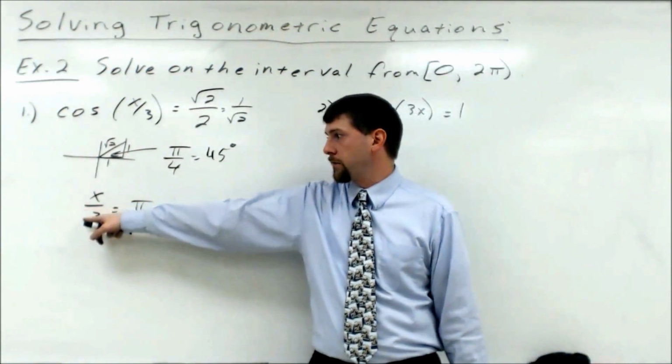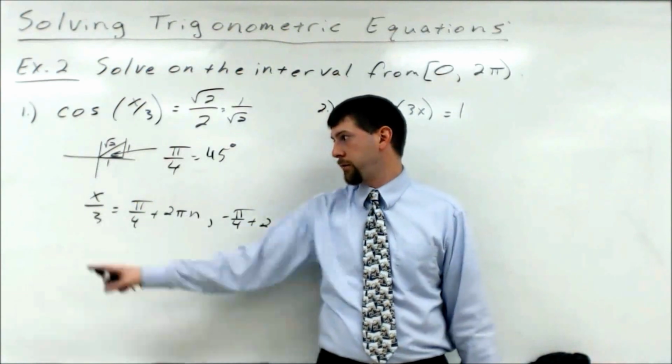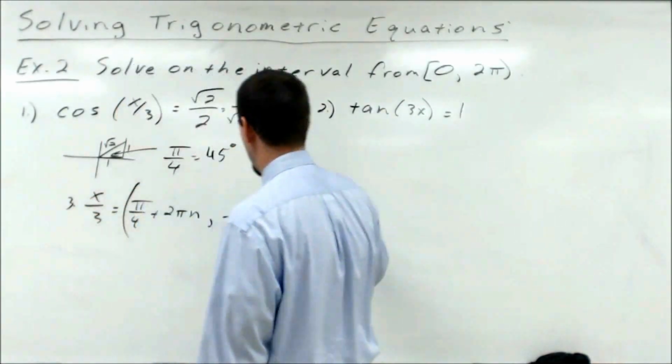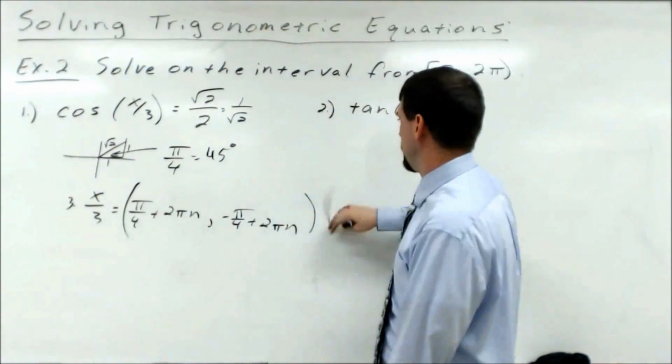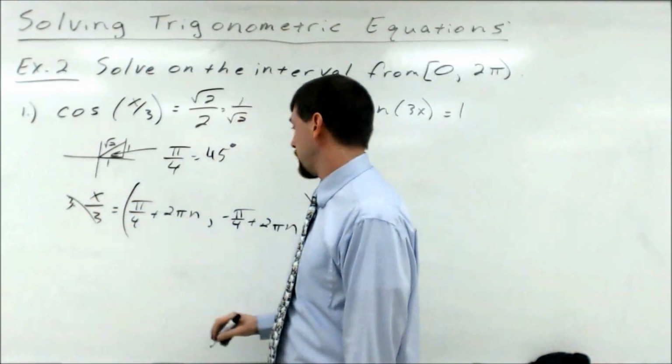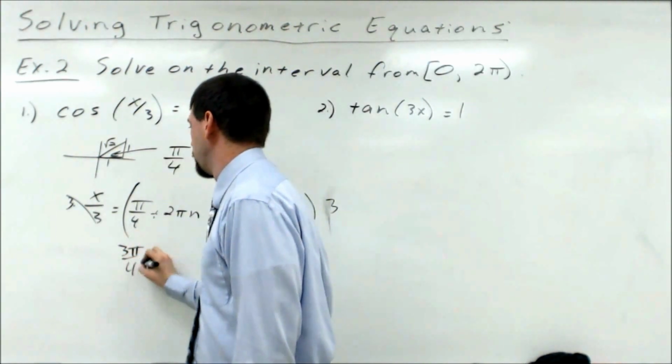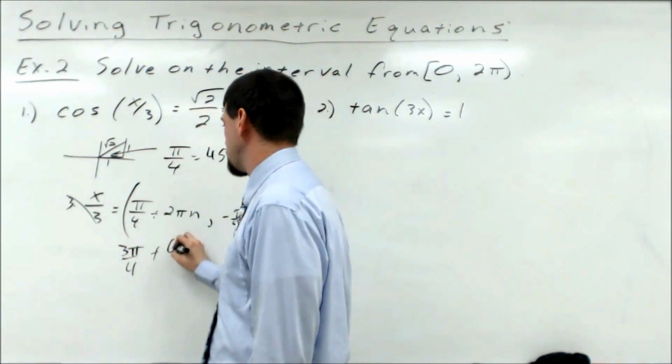Now I've got to finish solving here. I want just x. I don't want the 3. So how do I get rid of the 3? We multiply by 3. So times 3, times 3. Finish everything is multiplied. 3 times pi over 4 is 3 pi over 4. 3 times 2 pi n is 6 pi n.